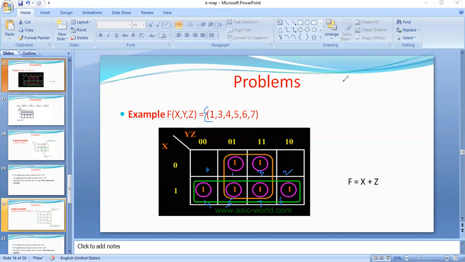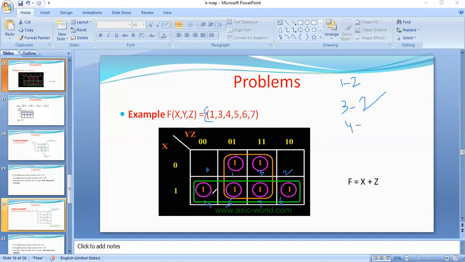After placing these minterms in the K-map, we have to write the number of adjacencies for each minterm. I'm taking the first number, 1. For 1, there are two adjacencies: 3 and 5. So the total number of adjacencies for the minterm is 2. Next, minterm 3: we have two adjacencies, 1 and 7.